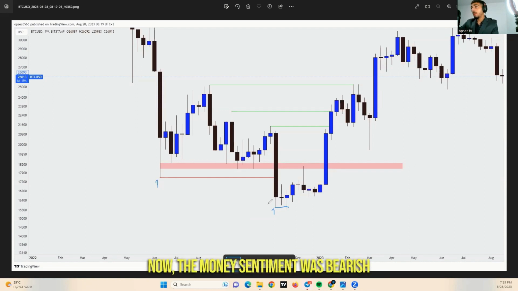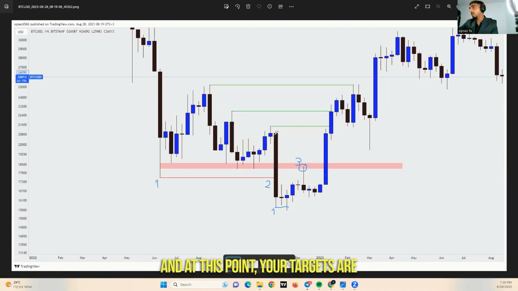Now, the money sentiment was bearish because we closed under this. So we have the second element. The third element would have only come once we touch this level. Once we touch this level, boom, everyone entered shorts. And now we have a confirmed Lions reversal.